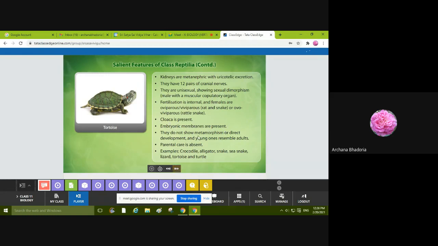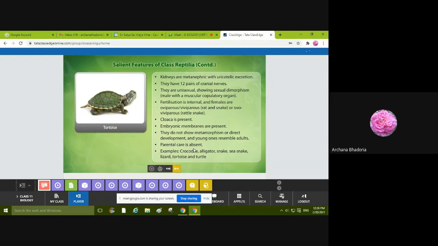They do not show metamorphism. So what type of development will it be? Direct development. Remember, metamorphosis is the process of changing of the larva stage into adult. That is known as metamorphosis. Okay, so they don't show metamorphism. So direct development is there.